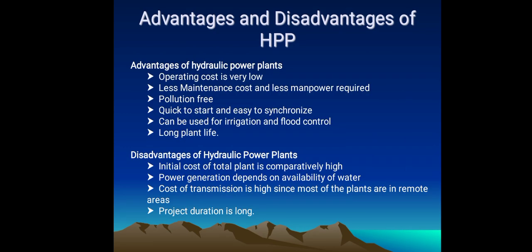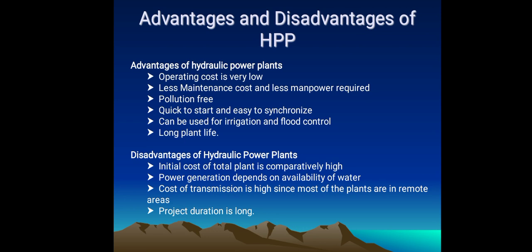Advantages and disadvantages of a hydropower plant. Advantages of a hydraulic power plant. Operating cost is very low, maintenance cost is less and less manpower is required. Pollution free, quick to start and easy to synchronize. Can be used for irrigation and flood control. The plant life is very long.